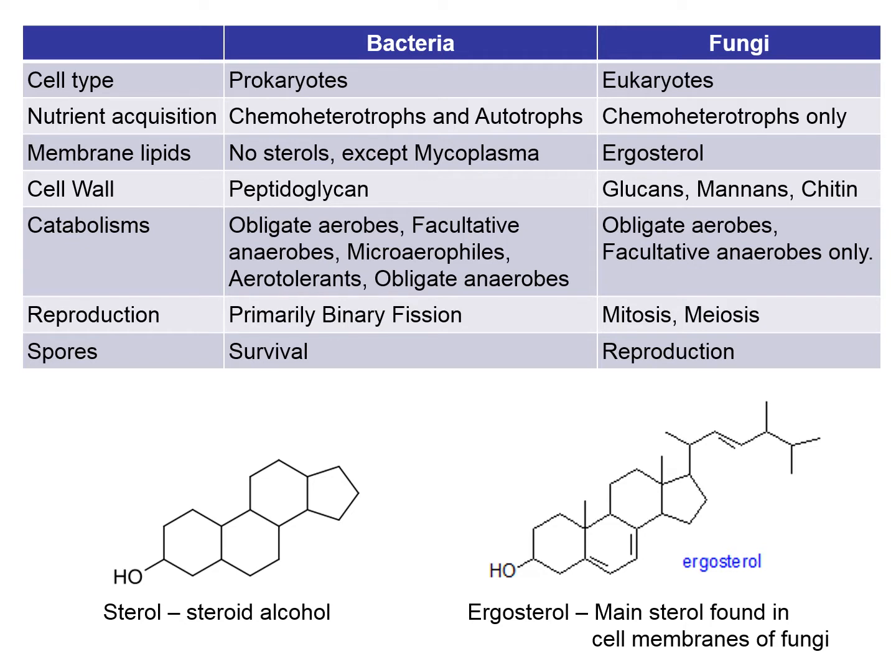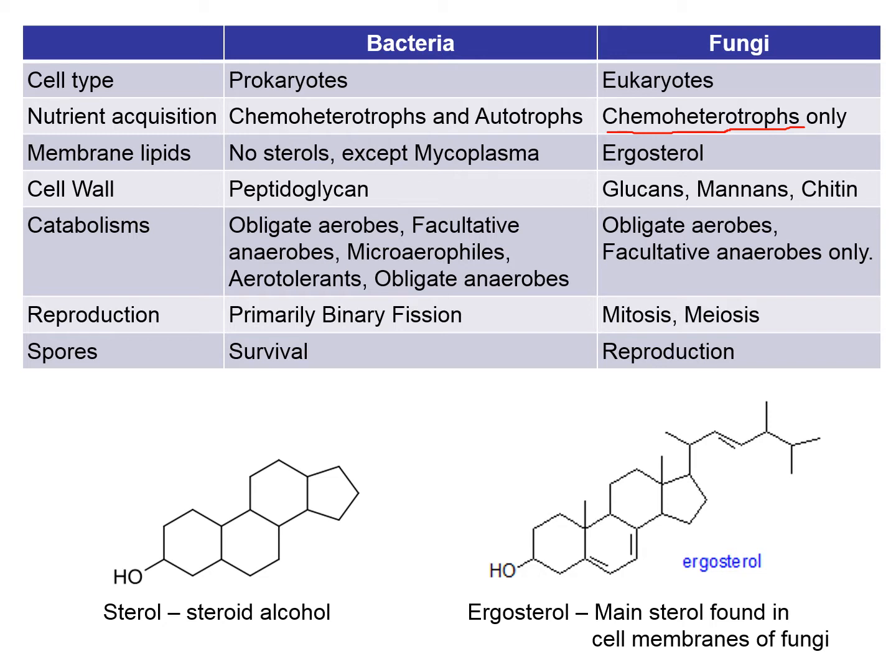We also call fungi chemoheterotrophs. Chemoheterotrophs are organisms that secrete enzymes that break down large molecules like complex carbohydrates and proteins and, in some cases, lipids. And they turn them into simple nutrients. For the fungi, it's going to be simple sugars. And those simple sugars can be absorbed through the fungal cell wall.